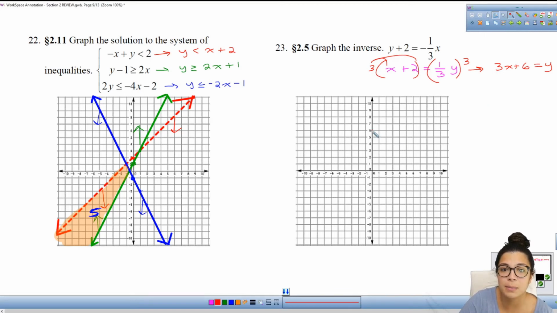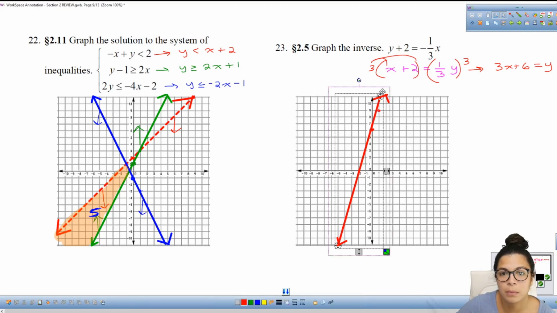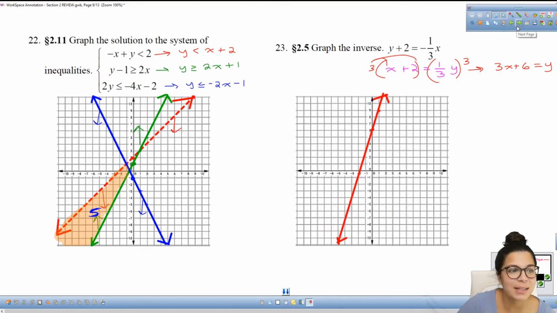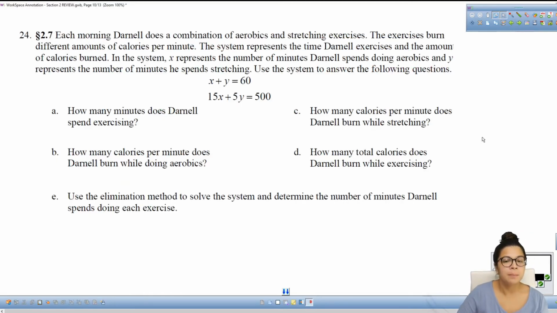So y-intercept of 6, and then slope, rise 3, run 1. And then connect those with a line. And that is the line of the inverse. Off by a little bit here. Let me go ahead and move it over just a tad. There we go. That's a little more exact. That's good. All right, so that is the inverse graph. Number 24.